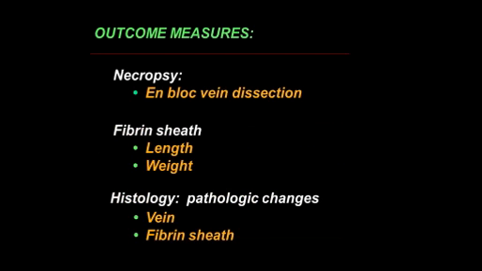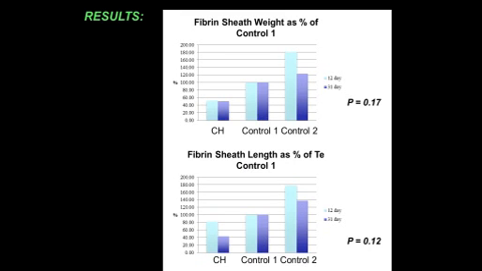The outcome measures, we did again an en-bloc dissection at term. We measured the length and weight of the fibrin sheaths, and we also did histology to determine pathologic changes in the vein and the fibrin sheath.